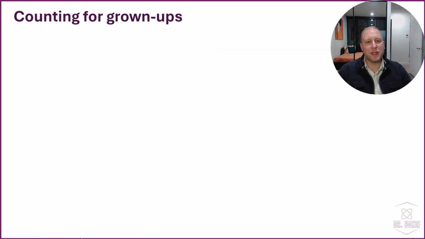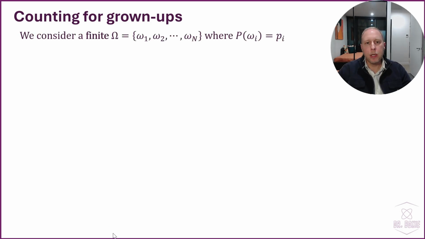For the rest of today's lesson and the whole next lesson, I will only consider finite sample spaces. From the third lesson onwards, we will go back to a potentially infinite sample space, but I will remind you of this fact when we're there. So we're looking at a finite sample space, and I will denote the probability of each of those elements, so the probability of element omega sub i, as p sub i.